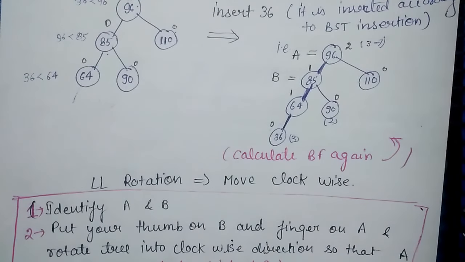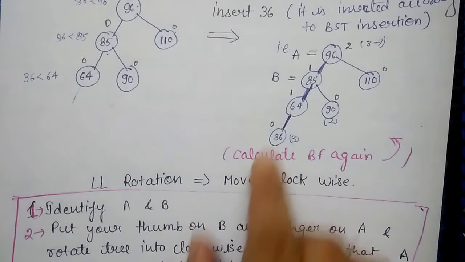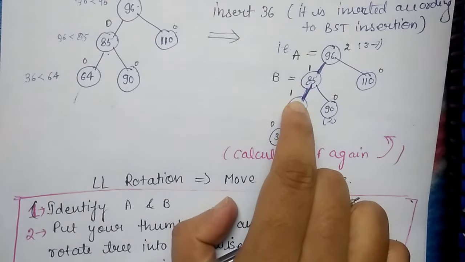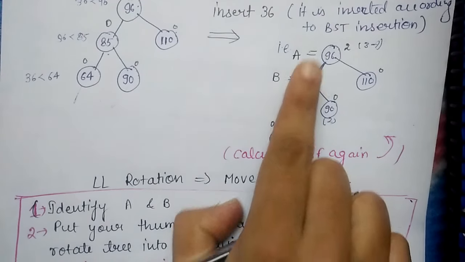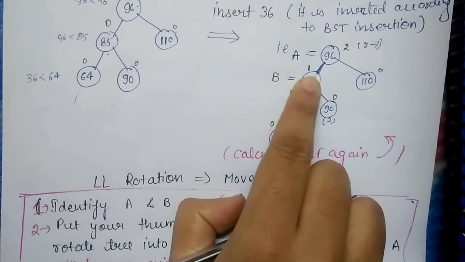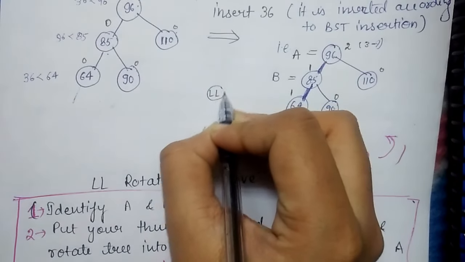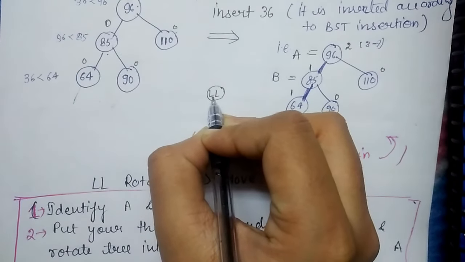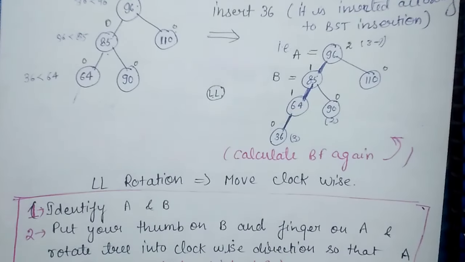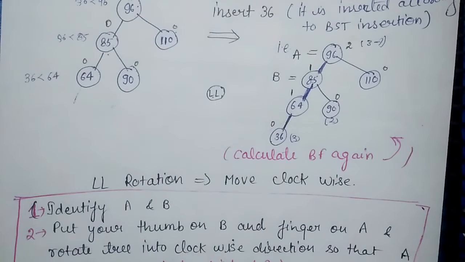Now we see whether it is in the left of B or the right of B. It is in the left of B, so that means left of A is B, and left of B is C. So that means you have to apply LL rotation, because the insertion is into the left subtree of A.